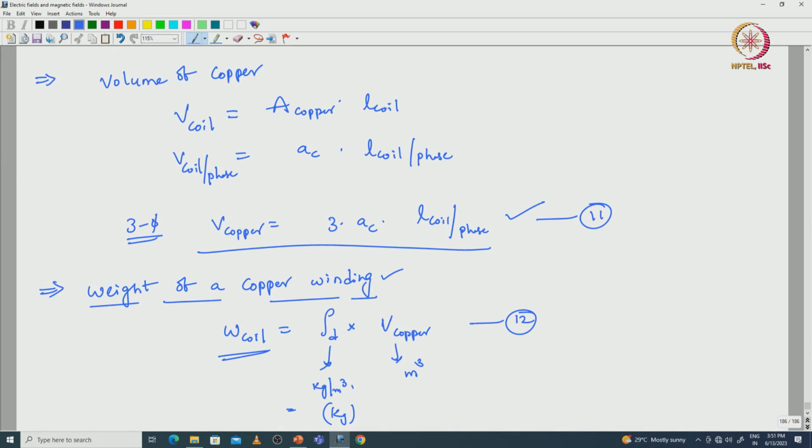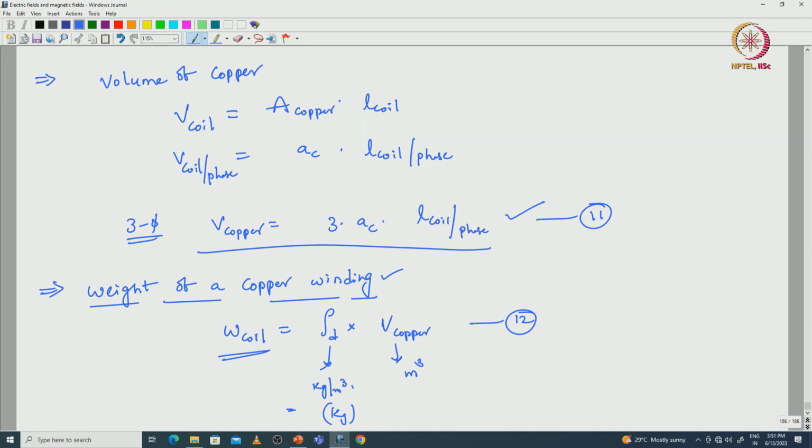After calculating the weight of the copper with respect to the stator winding type, we have done the analysis. Next we can discuss the slot shapes, what kind of slot shape we have to select, and then slot geometry. So with this I am concluding this lecture.